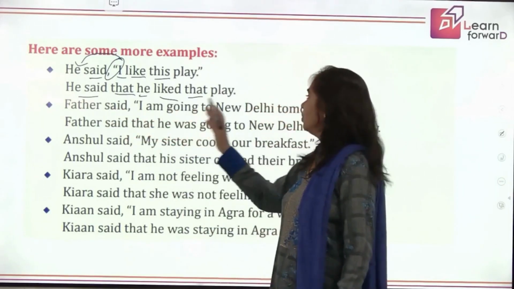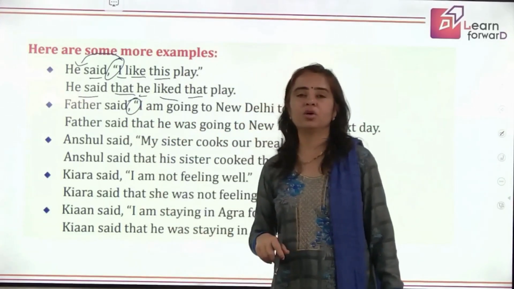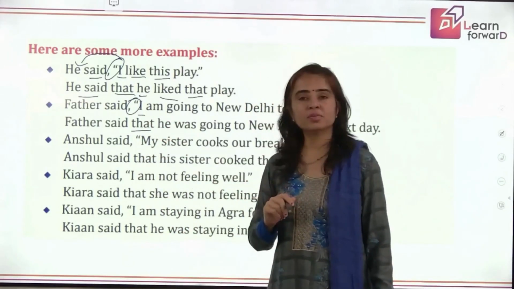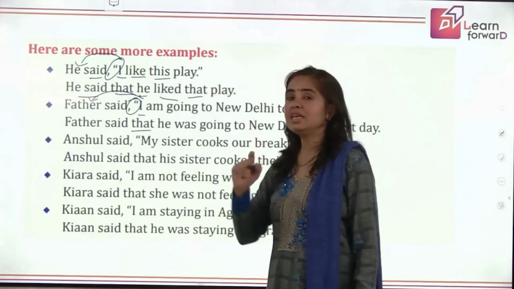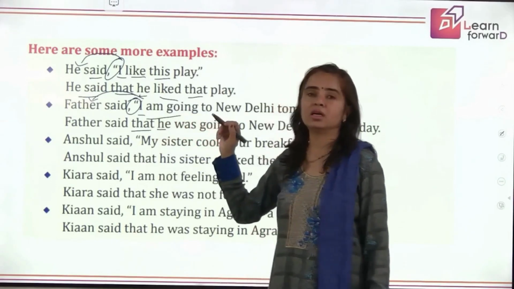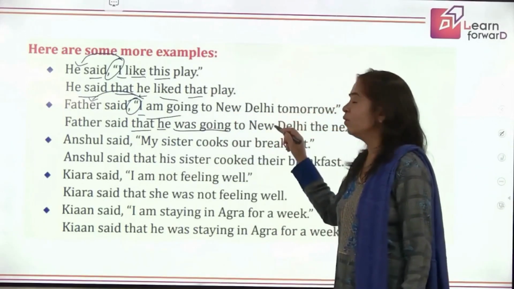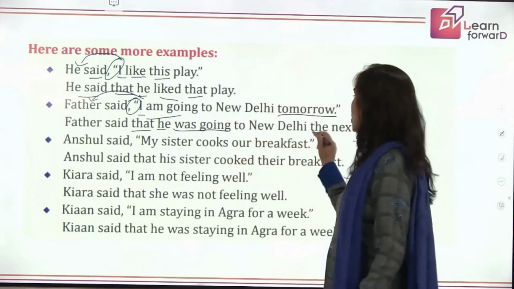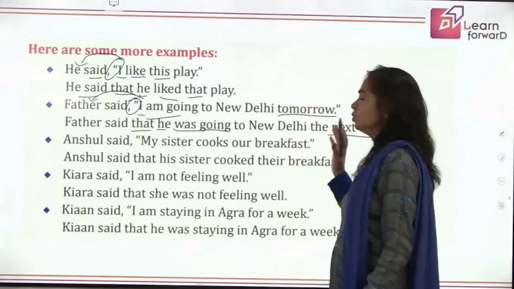Father said, I am going to New Delhi tomorrow. So father said, remove commas, inverted commas, and introduce the conjunction that. I is first person pronoun. It will change according to the subject, father. So it becomes he, because father will be taken as third person. Am going is present continuous. It will change to past continuous, was going. To New Delhi. Tomorrow, okay, this is a word referring to time. So tomorrow becomes the next day or the following day, right? So the sentence becomes, father said that he was going to New Delhi the next day.